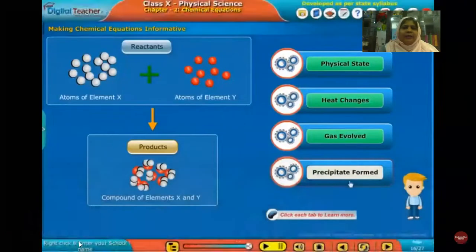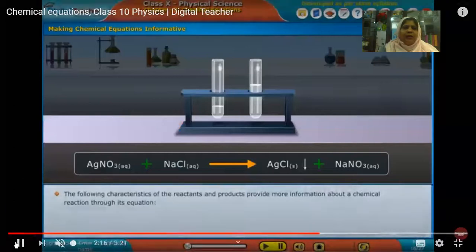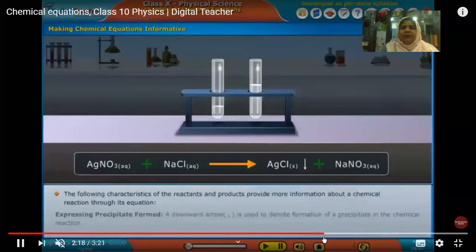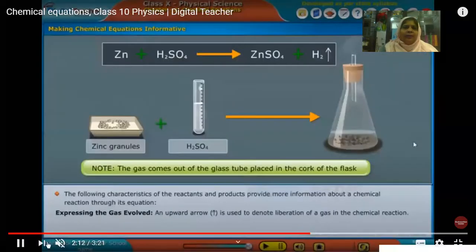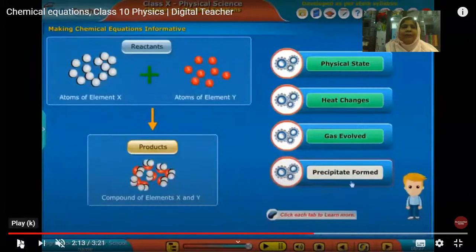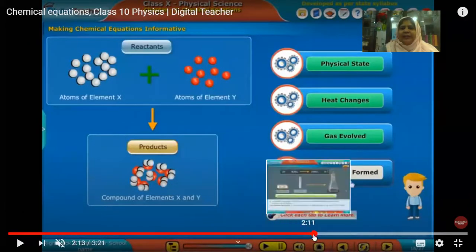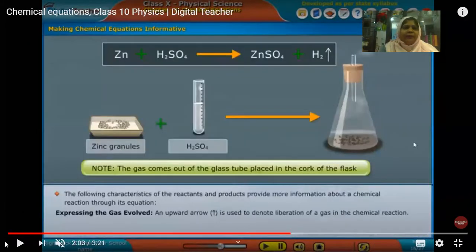Yeah, let me show you this. Silver. So what is happening in that reaction? Heat is liberated. Okay. So here what is happening, zinc and sulfuric acid, when they are combined together, they give rise to zinc sulfate and hydrogen gas.